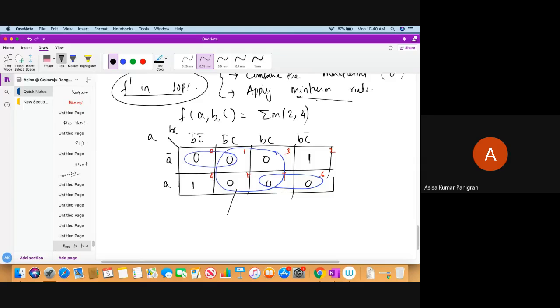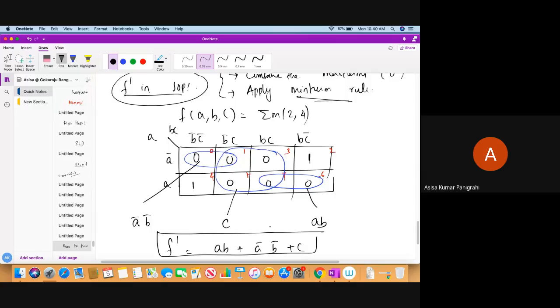What is my min term rule? The min term rule is very simple. What is common here? Common is C. What is common in this? A, B. What is common in this? A bar, B bar. So finally I got F bar is A B, or A bar B bar, or C. Very simple. So this is my F bar.